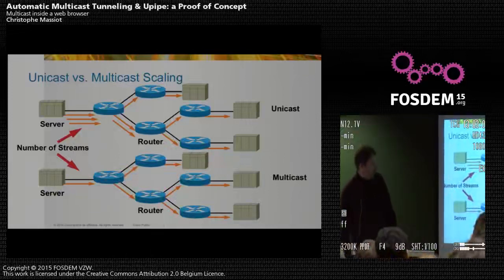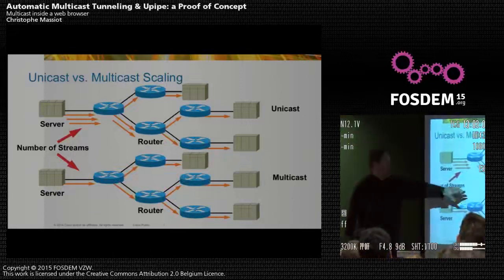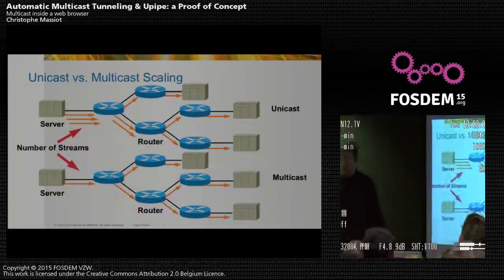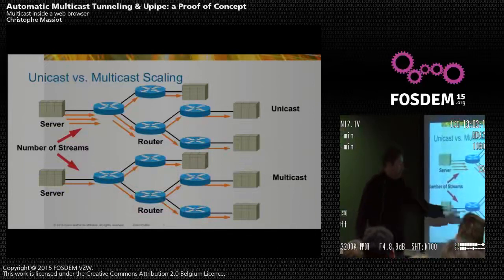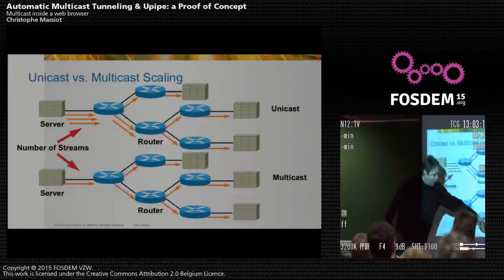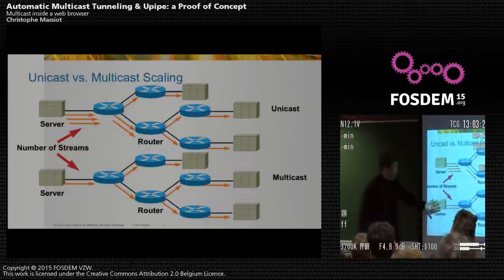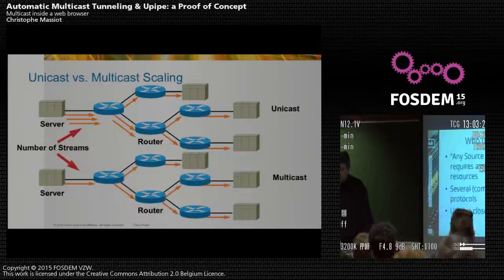In multicast, the client who wants to receive the data asks the local router to send him the data. If the router doesn't have the data, it asks the upstream router, and so on. And if the router already has the data, it just duplicates it in the correct way, but it doesn't duplicate all the way to the server. So it's much more bandwidth efficient. And for big streams like IPTV, it's of course very useful.